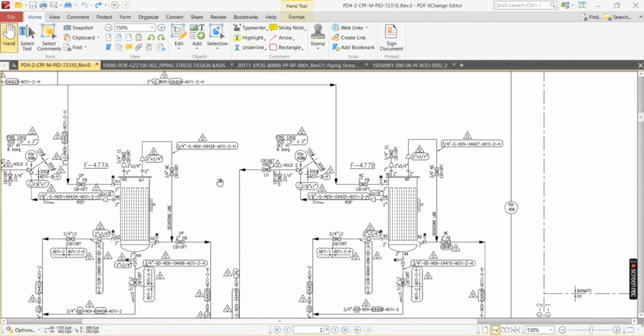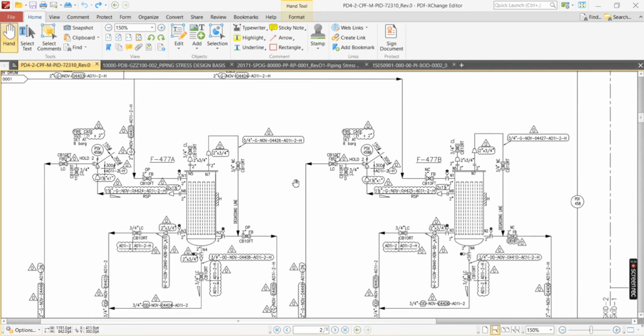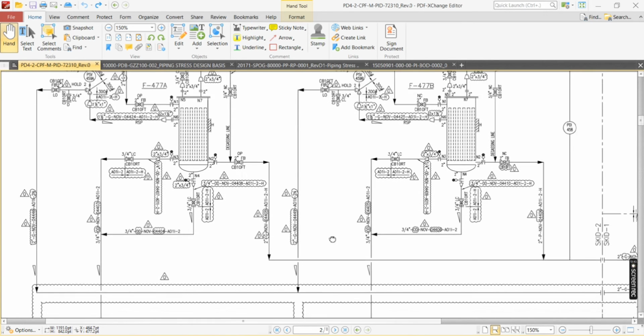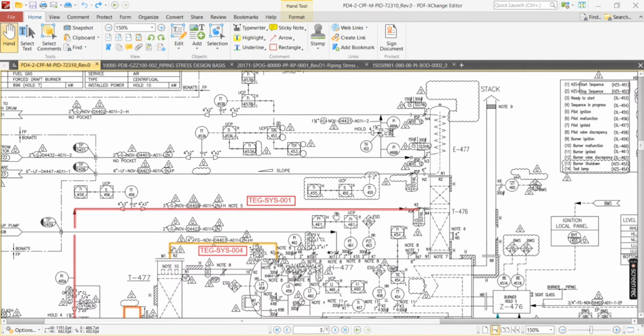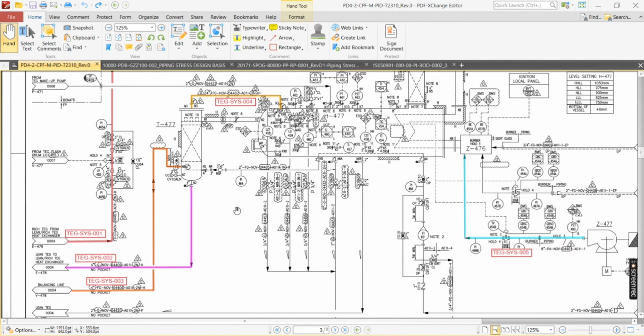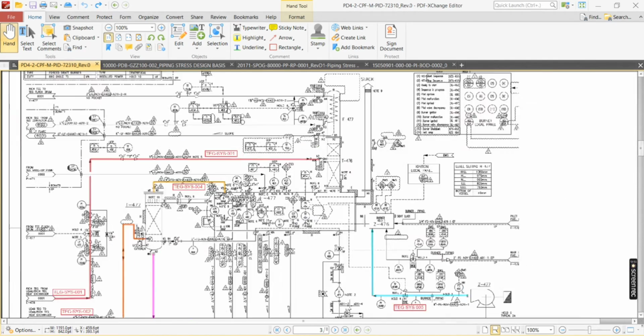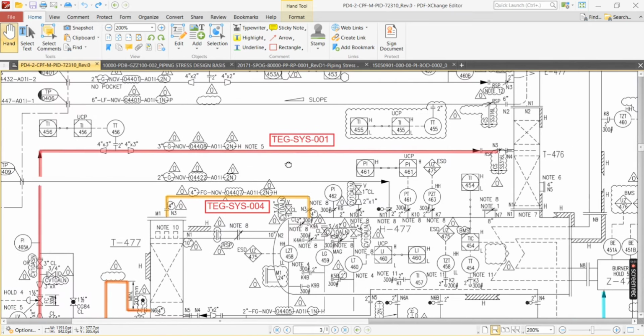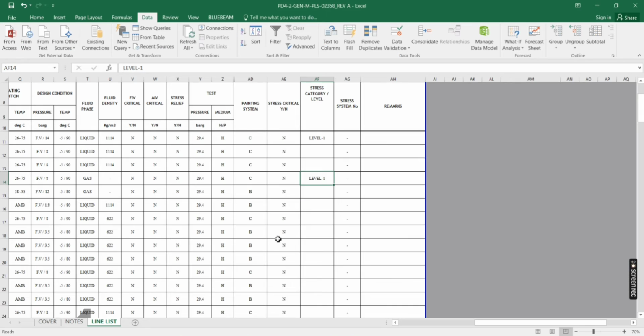So in this also I think there are no critical lines. That's why they didn't highlight, because all line sizes are below 3-inch. You see. And you see this line. In this P&ID, I will take this line as 3-inch G 04408.